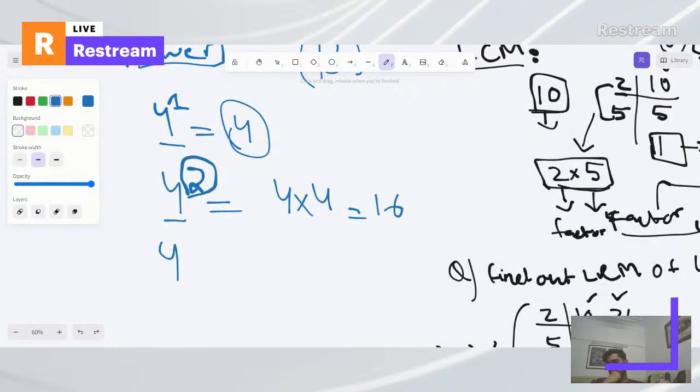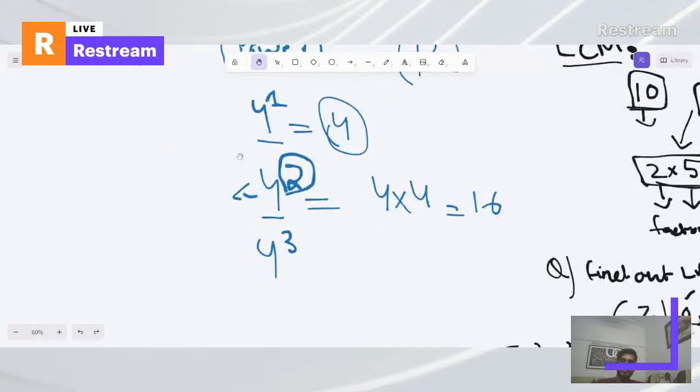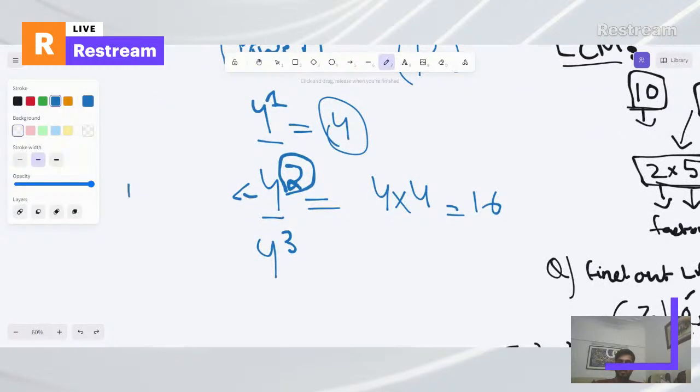right? If I say 4 squared, it's not called 4 to the power 2. It can be called 4 to the power 2, there's no harm in it, but we usually prefer to call it 4 squared. In words, it's called 4 squared. Okay, now it's called 4 cubed.